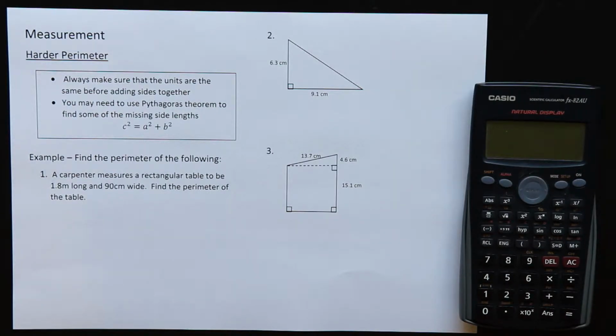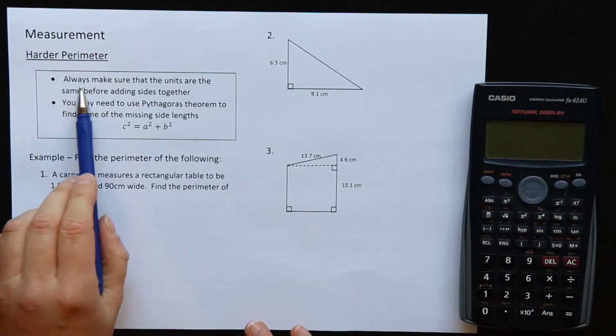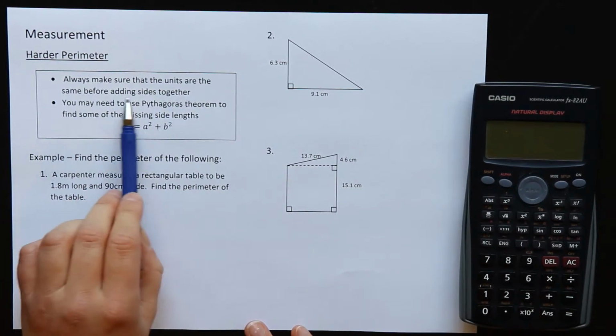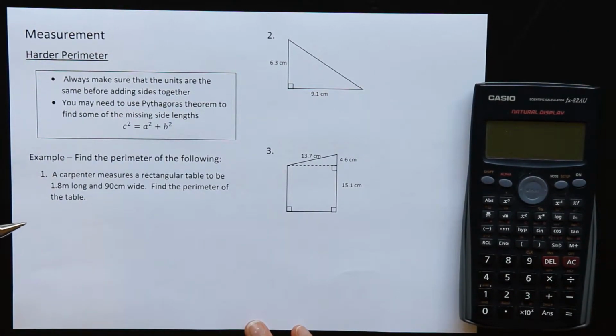So to make perimeter harder, there are two things that we can do at this stage. The first thing is that we can have different units. We might have centimetres and metres in the same question. So you'll need to make sure that your units are the same before adding your sides together. Okay, so that's one way to make it harder.